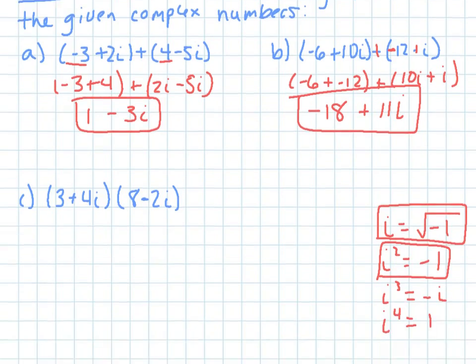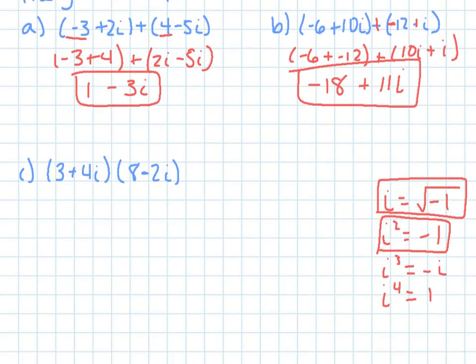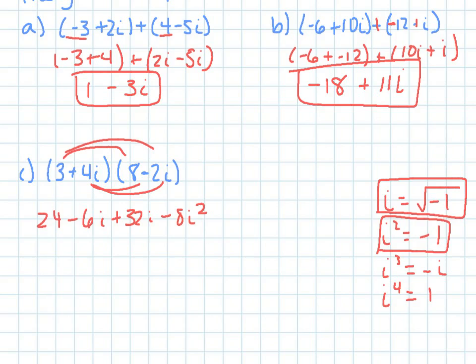Now, letter C, we need to be able to multiply. Here you have a binomial times a binomial, so I'd multiply using FOIL. Take the 3 times 8, gets you 24. 3 times negative 2i would be negative 6i. 4i times 8 would be positive 32i. And then 4i times negative 2i would be negative 8i squared. Now you have two like terms in the middle.